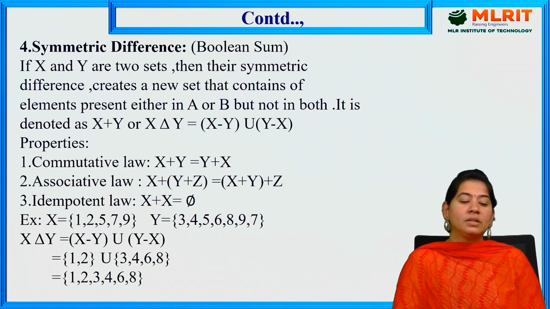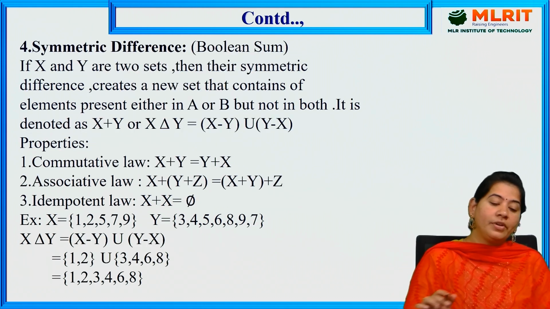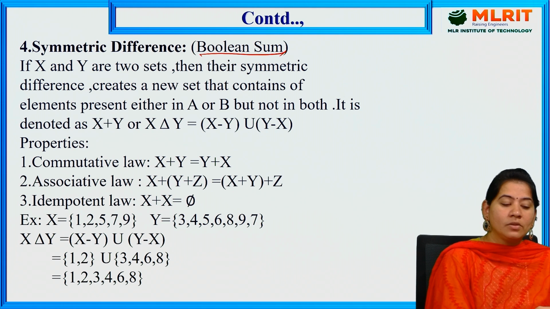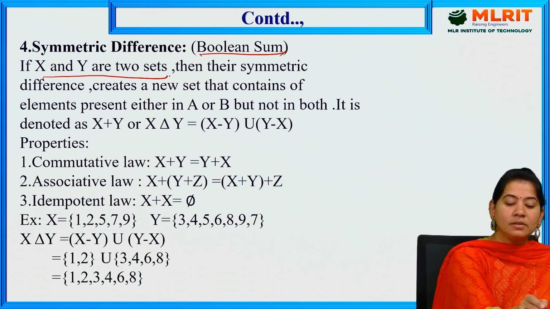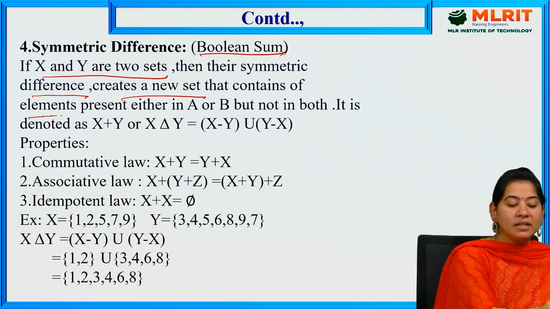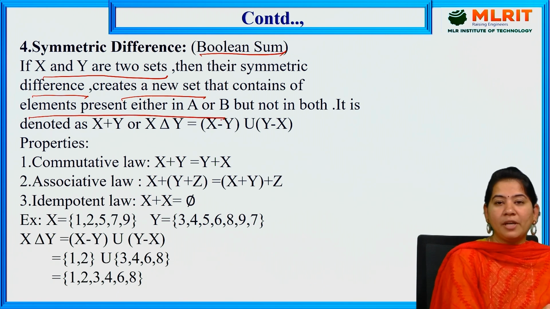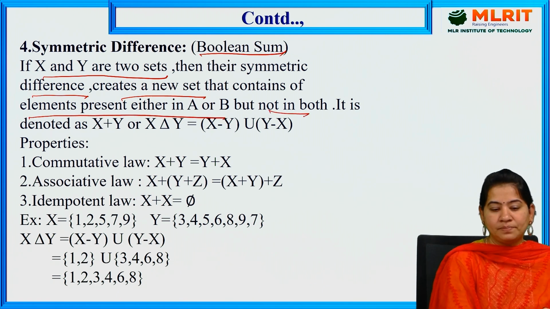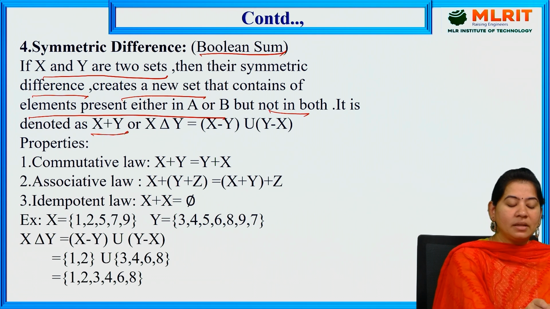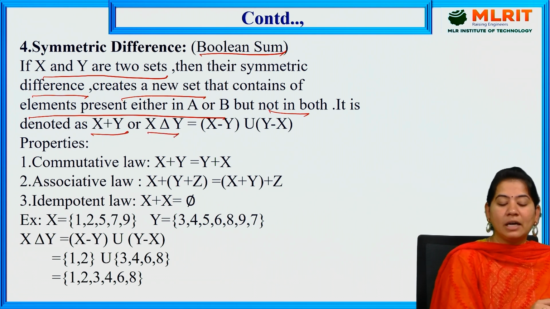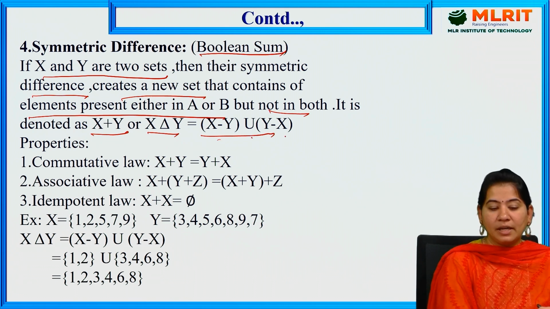Next we have symmetric difference. Here we have Boolean sum. If X and Y are two sets, then their symmetric difference creates a new set which contains the elements present in either X or Y but not in both. It is denoted by X + Y or X Δ Y, which we can also write as the formula (X minus Y) union (Y minus X).